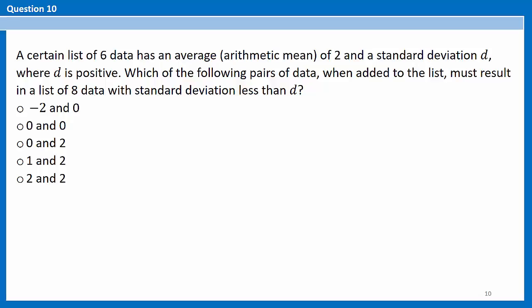Okay, we're given a list of 6 data with an average of 2 and a standard deviation d, where d is positive. Now, if d is positive, that means that it cannot be 0. Therefore, all of the numbers cannot be the same. Because only if all the numbers are the same, the standard deviation d is 0.